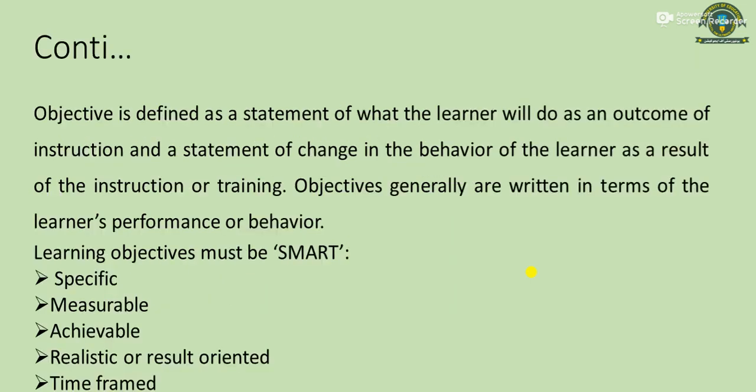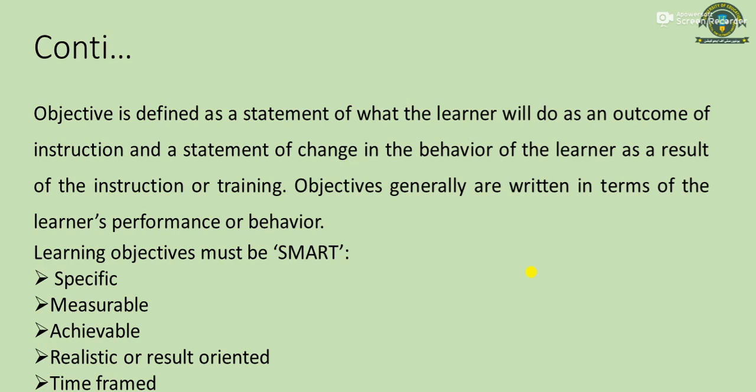Next, we will see how the objective is defined. Objective is defined as a statement of what the learner will do as an outcome of instruction, and a statement of change in the behavior of the learner as a result of the instruction or training. It means that the objectives are ultimately the outcomes. They should be demonstrated in the learner's positive behavior as a result of the instruction or the training.